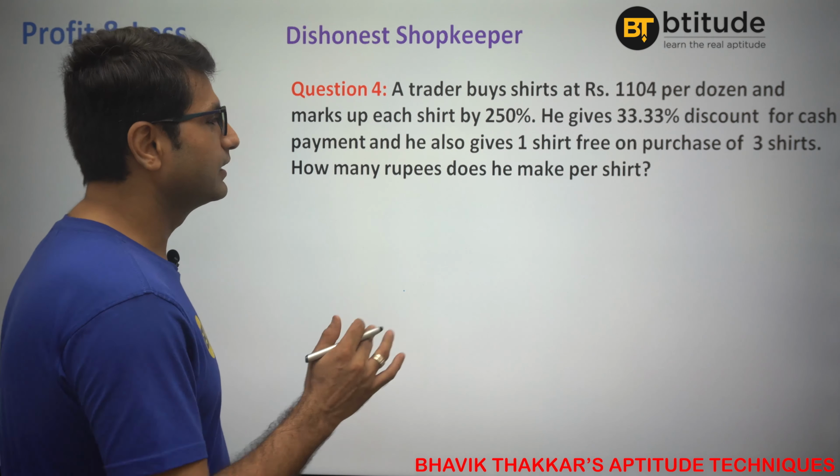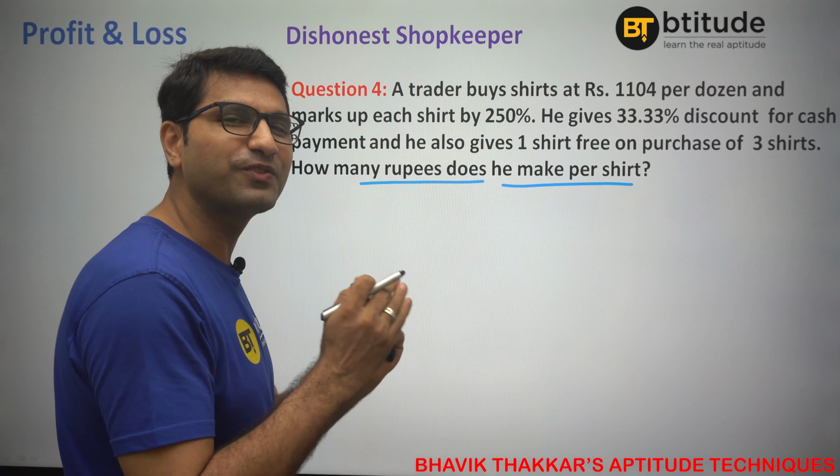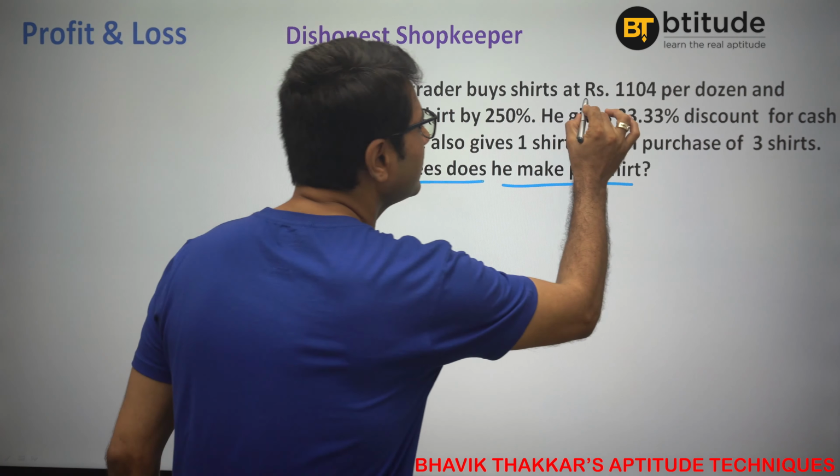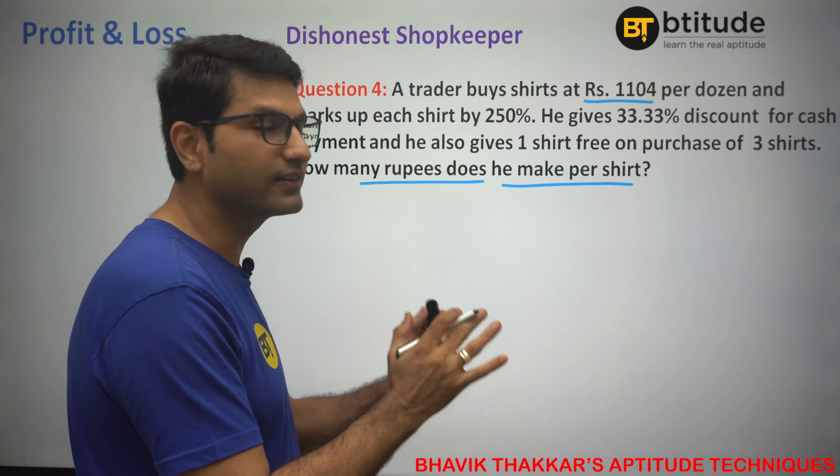Alright then, here we are supposed to find out per shirt how many rupees does the shopkeeper make. Alright, but our method always finds out percentage. So forget about this real number as of now, we will use it later. First of all, let us understand what he is doing.